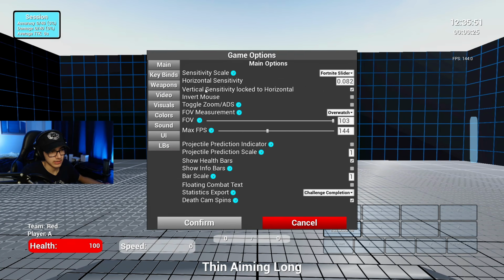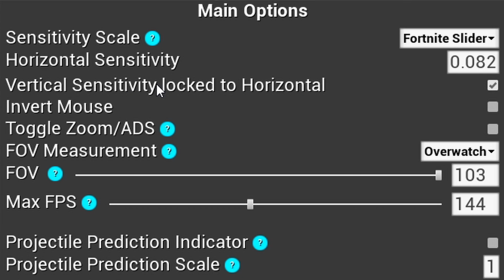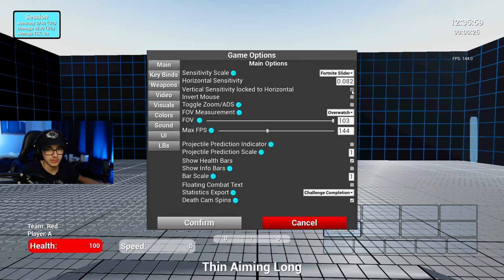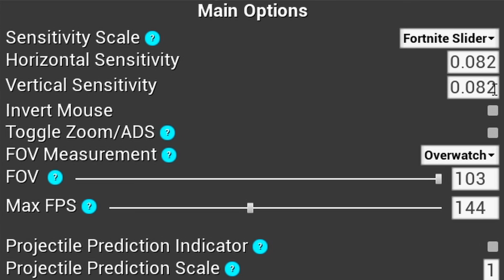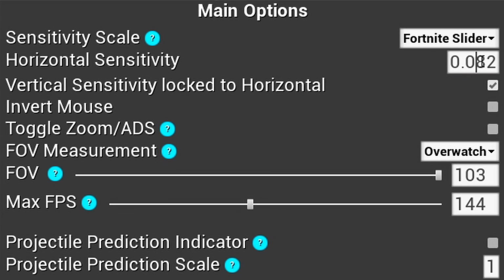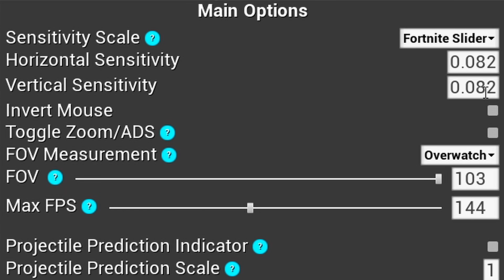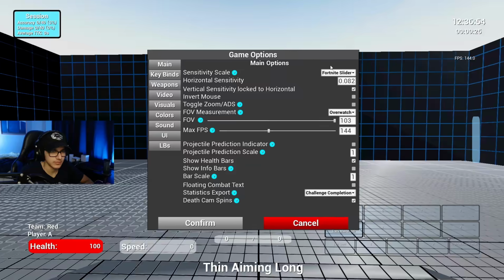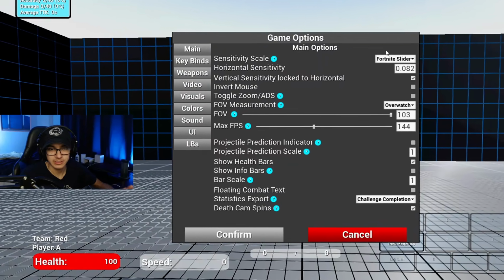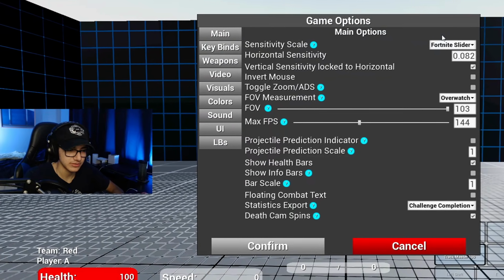Now vertical sensitivity is your Y sensitivity in Fortnite. I have this box checked because my X and my Y sensitivity are the same. If your Y sensitivity is not the same, you can uncheck this and do the exact same thing you did for the X sensitivity, but for Y instead. And then boom, you're good. But for me, it's the same, so I'm going to put the same thing, click off of it, and it goes back to normal.